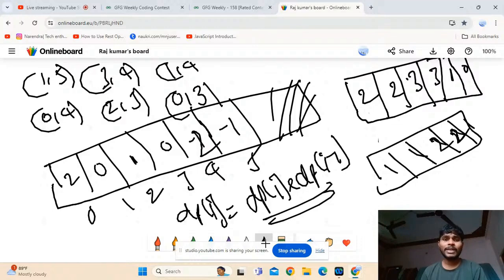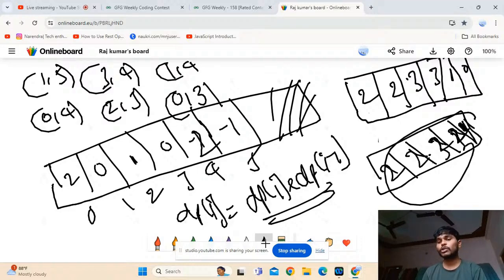Then again what I am doing, 0 to 3: 0, 0, 1, 2, 3, 0, 1, 2, here it is 1, here it is 1, it is 1. 0 1 2 3 means here all are correct. So 2 2 3 3 1. So if you observe this, if you go with the brute force method, we get the frequency array like this, and if you go with the DP method, we also get the frequency like this.